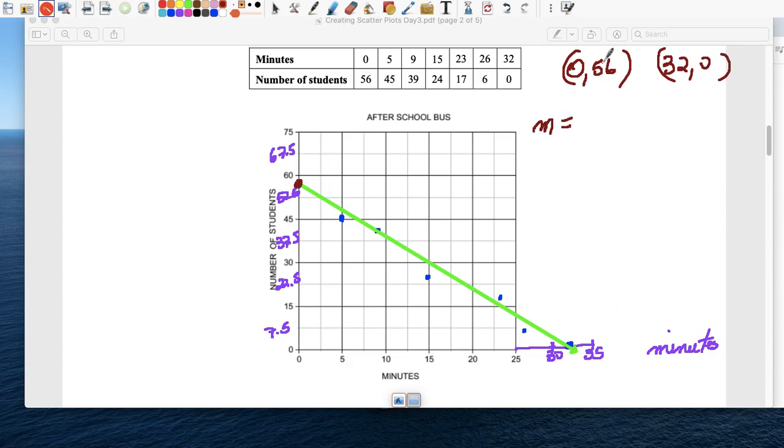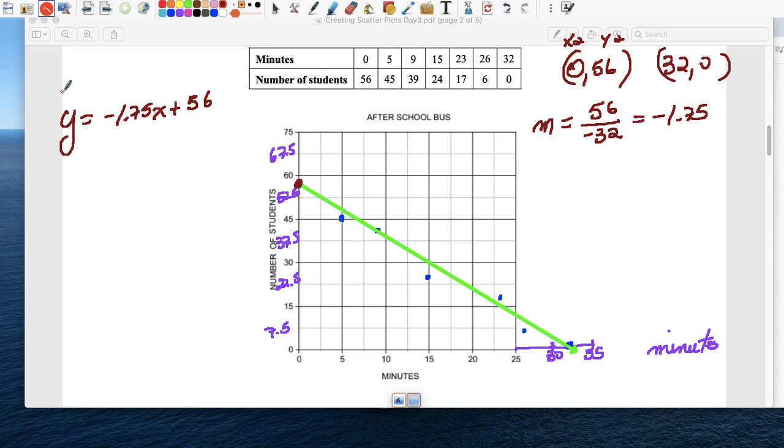So let's do y2. This is going to be my y2, just so that you know. 56 minus 0 is 56, and 0 minus 32 is negative 32, and if you divide that, 56 divided by 32, you get 1.75, or negative 1.75. We can set up our equation. Y equals negative 1.75x plus b. We know what b is, the y-intercept, which is 56. So this one is an easy problem.